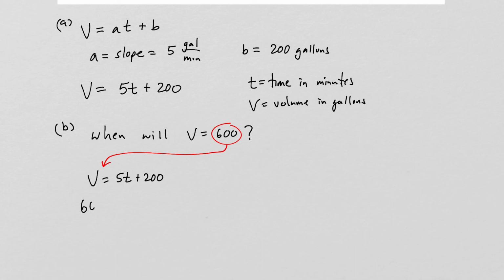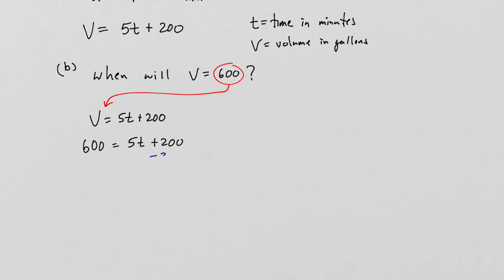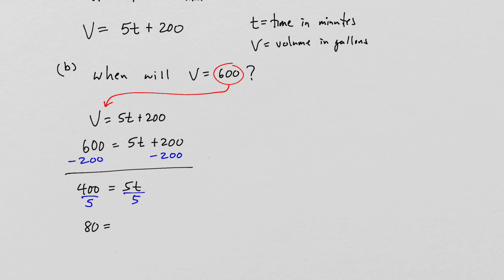When we do that, we get 600 equals 5t plus 200. Then we're going to solve for t by subtracting 200 from both sides. This gives us 400 equals 5t. And then we can simply divide both sides by 5. That gives us 80 is equal to t. So that means that it will take 80 minutes for the volume of the pool to reach 600 gallons.